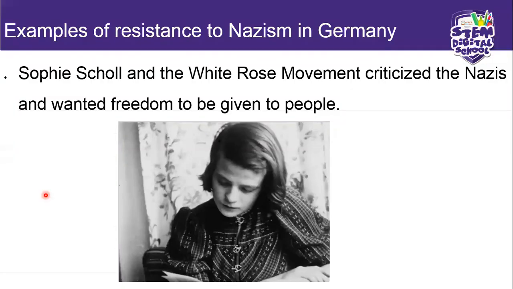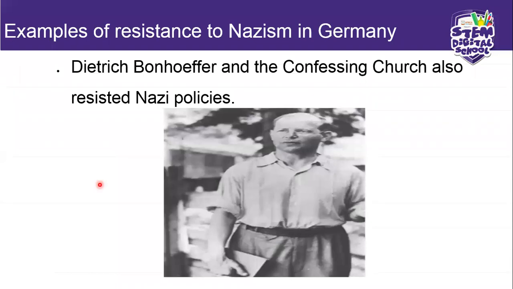And then we look at different examples of resistance to Nazism in Germany. So other Germans were not supporting what the Nazis were doing. They were against Nazism. So they formed a form of what? Resistance. Like for example, here, this lady called Sophie Scholl, she started the White Rose movement, which criticized the Nazis and wanted freedom to be given to people. So she was not supporting what they were doing to the Jews and other people, the Nazi Party. Okay. So she was named Sophie Scholl. And who else? We have Dietrich Bonhoeffer and the Confessing Church. They also resisted what? Nazi policies. So that is him. He also resisted this Nazism. Okay.